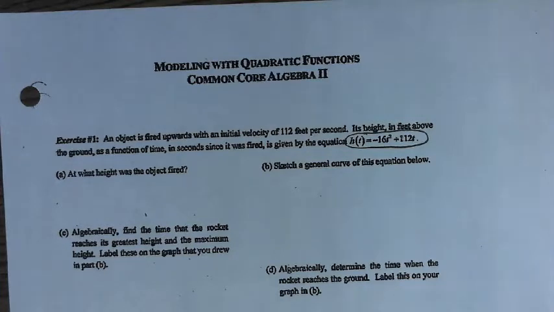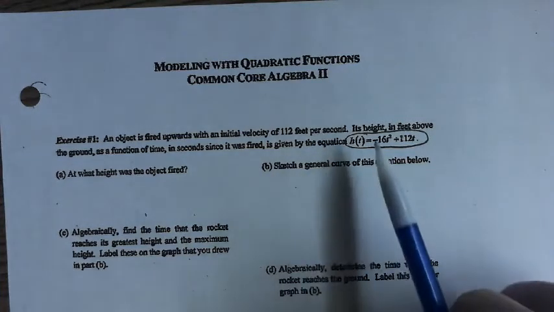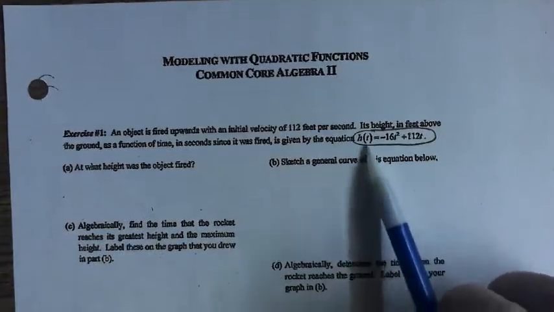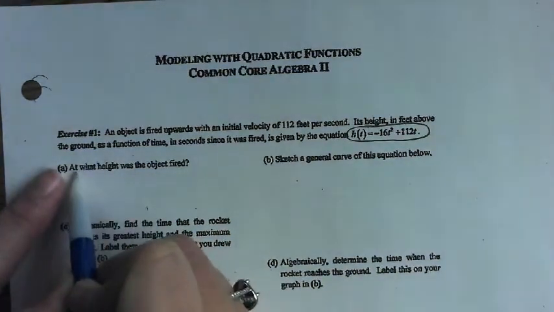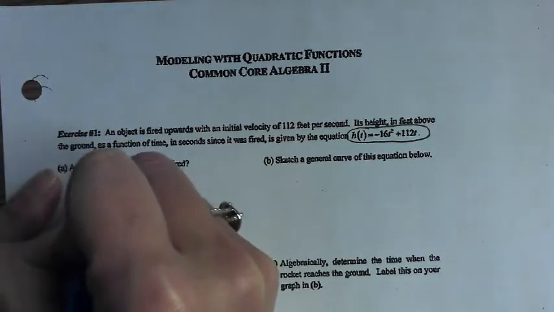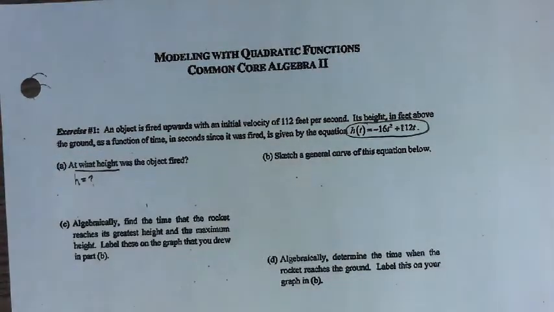Function notation h of t is just telling you your height at any specific time can be given by negative 16t squared plus 112t. So the first question is at what height? So we're looking for h. And if they're asking you for h, they must have given you the time that you're supposed to plug in. Now, they didn't give it to you on a silver platter. You have to use a little common sense here.